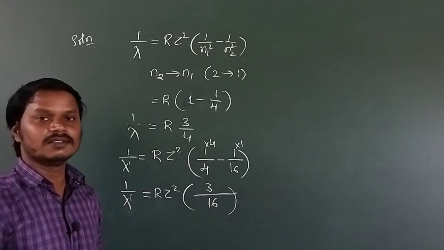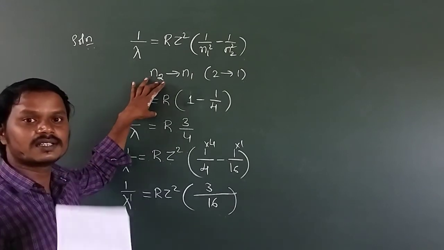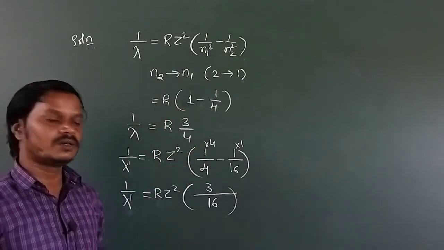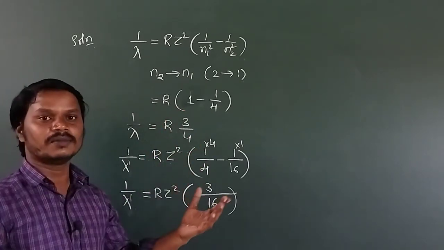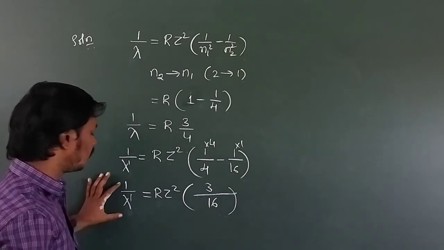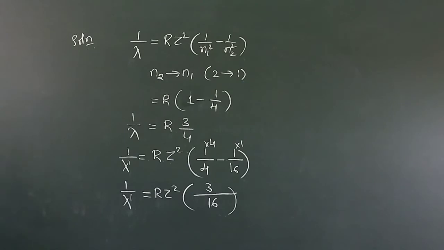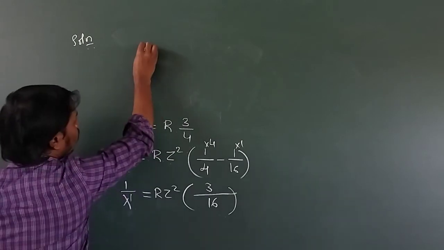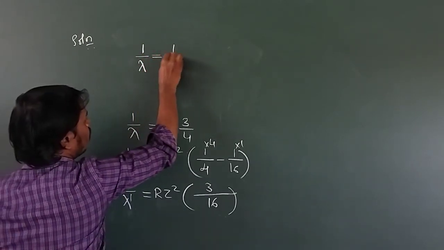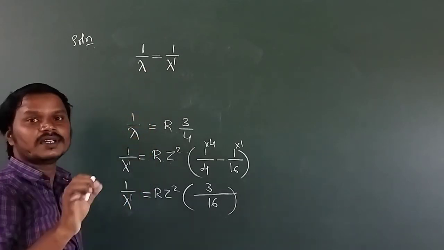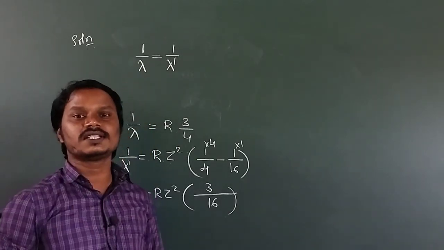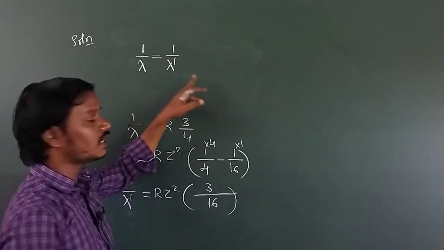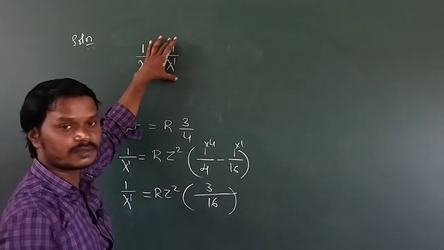But here what is the condition given? The wavelength of first line in Lyman series is equal to the wavelength of second line in Balmer series. Means 1 by lambda and 1 by lambda dash both are equal. So what is lambda here? Lambda is the wavelength of first line in Lyman series, and lambda dash is the wavelength of second line in Balmer series, and both are equal. That is why 1 by lambda is equal to 1 by lambda dash.